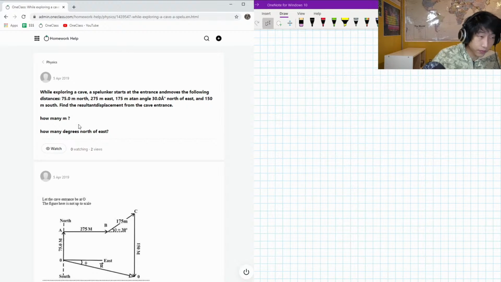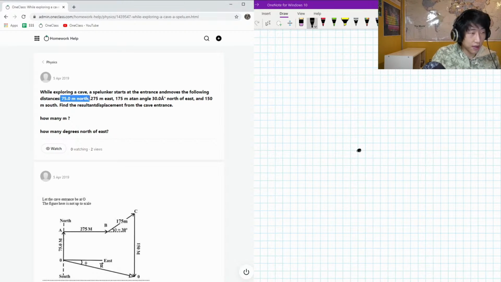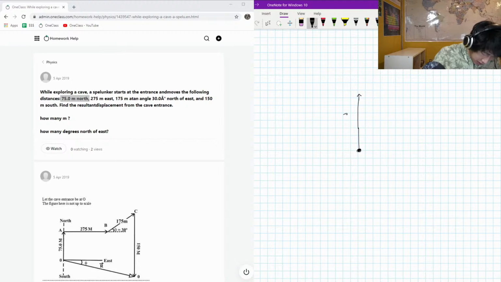Okay, so let's say this is our starting point right here, and the first step is we're going to go 75 meters north. I'm going to try to be on the grid and be fairly consistent with my distances. So 75 meters north is our first step, and then 275 meters towards the east. It's going to be very difficult to draw to scale now.